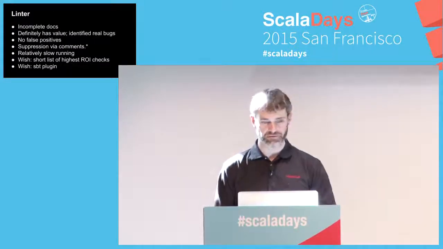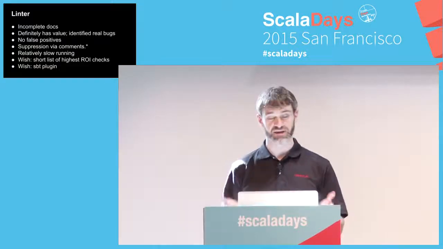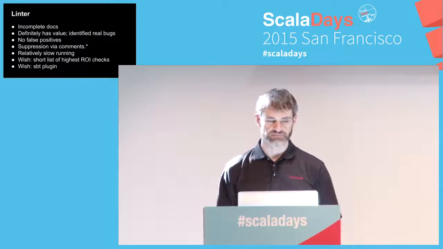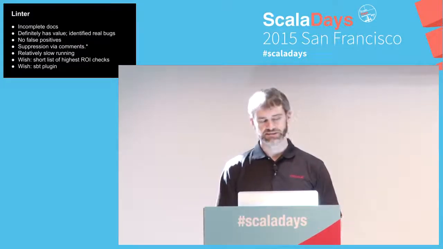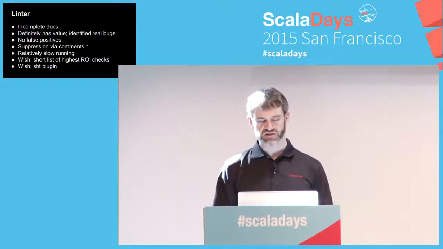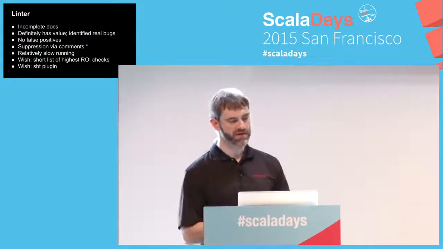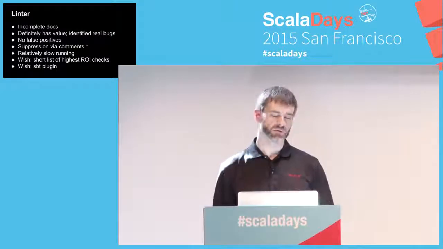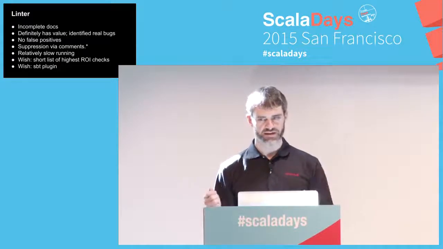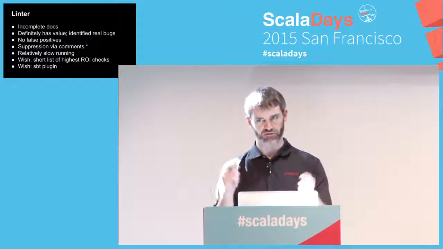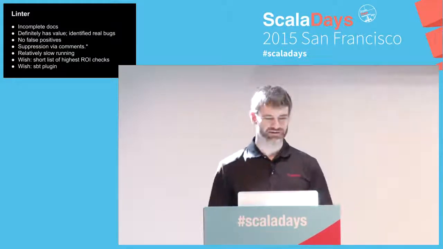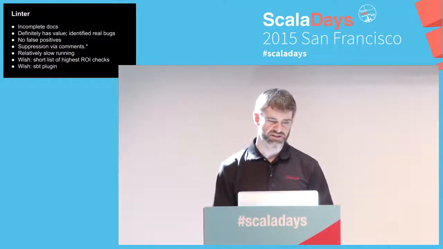Like I complained about earlier, the documentation is somewhat incomplete. I definitely think it has value. It found real bugs in my code that would have exploded. Very low false positive rate, I'm happy with that. You can suppress it in code, it's really a pain. It's kind of like the problem with Scalastyle, where you get one error message and then you have to try and figure out from that what the internal name of the error is from the incomplete documentation if you want to be able to suppress it.